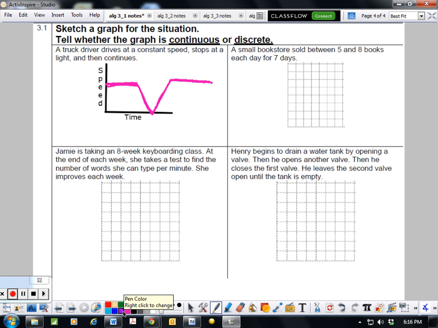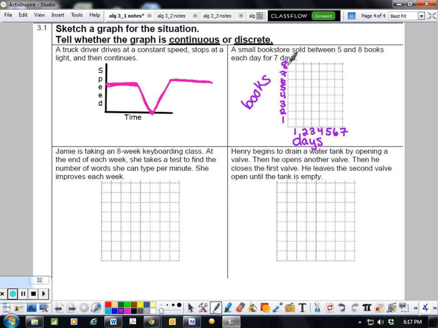Okay, a small bookstore sold between 5 and 8 books each day for 7 days. So I've got a grid here, so I have to label it. So we're selling between 5 and 8 books each day. So I'm going to go ahead and put my days on the bottom. And I'm going to label how many days. 1, 2, 3, 4, 5, 6, 7 days. And then I'm going to label my other variable, which is books. I don't write very well sideways. And so I'm going to go ahead and label 1, 2, 3, 4, 5, 6, 7, and 8.